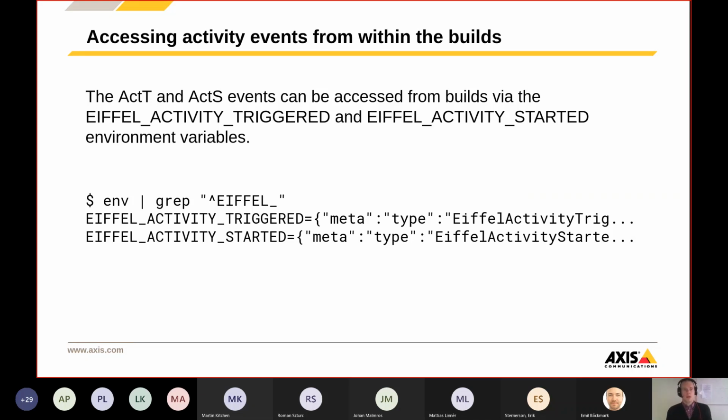From your builds, you can also access the events that were sent, the activity triggered and activity started. So the JSON representations of those events are injected as environment variables in the build. This small example here shows what it could look like. You could use this if you want to emit events from within your builds. If you create an artifact and want to link it to your activity, or if you do something else, you can obtain the ID of the activity triggered or activity started. So that's pretty useful.